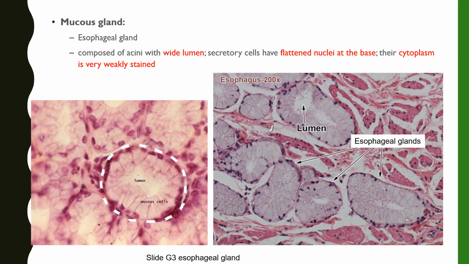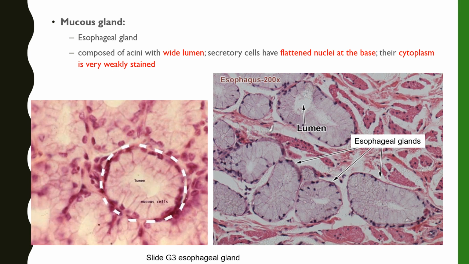Second gland is the mucous gland. Example location is the esophageal gland. So what are the characteristics of mucous gland? As compared to the serous gland, the mucous gland has a wide lumen. Here in the two images you can see the label lumen. The lumen, which is the hollow structure, you can clearly see now because it is really wide compared to serous gland, which is very narrow.